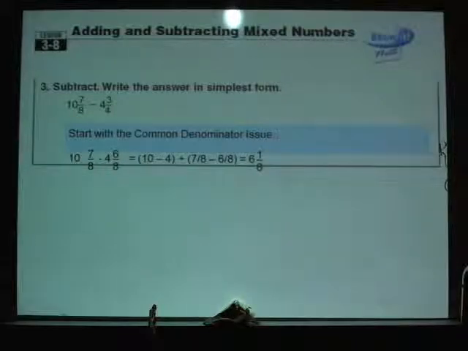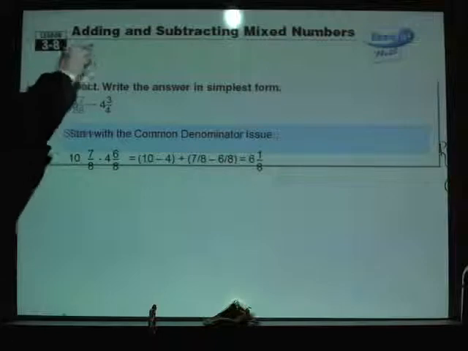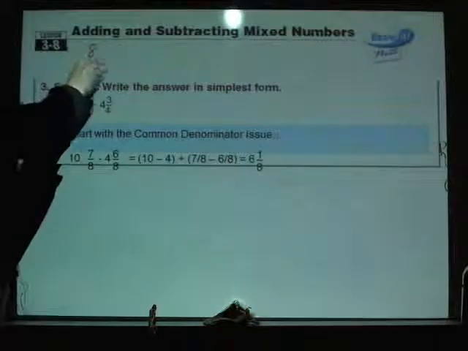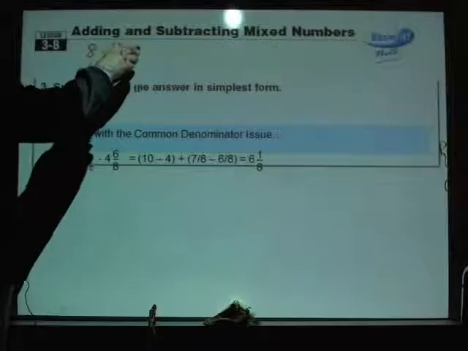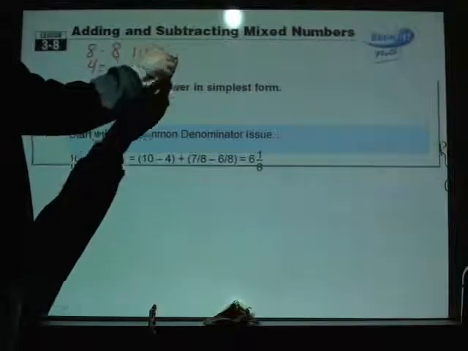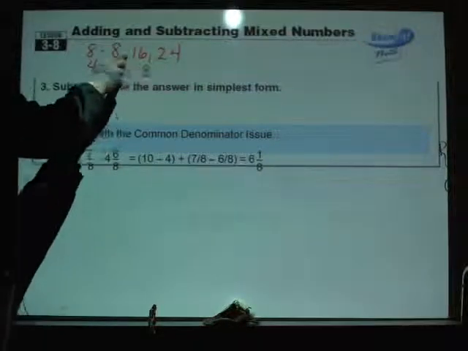Okay, let's look at number 3, the final example here. We're supposed to subtract, and we're supposed to write our answer in simplest form. 10 and 7/8 minus 4 and 3/4. Well, since we have different denominators here, that means we're going to have to start off and get a common denominator. The common denominator for 8 and 4 is 8. Remember, that is simply the least common multiple of the denominators. So we'd be listing multiples for 8 and 4. And as you can see, I don't really have to work too hard because the match happens right at 8.